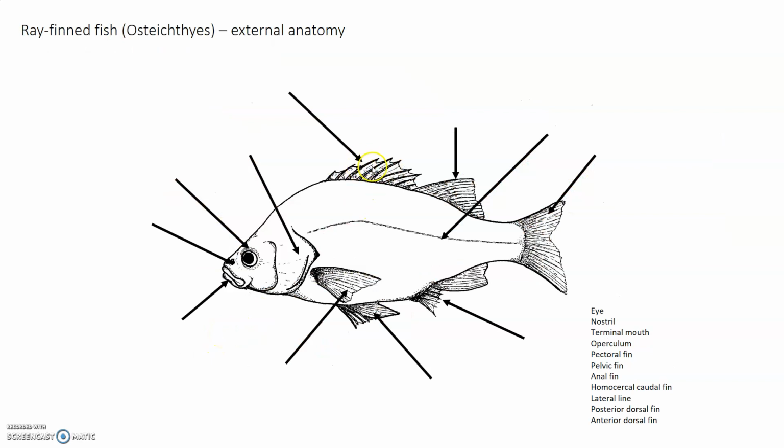Here's a diagram showing the same parts of the anatomy: the terminal mouth, nostril, eye, operculum, lateral line, anterior dorsal fin, posterior dorsal fin, homocercal caudal fin, anal fin, pectoral fin, and pelvic fin.